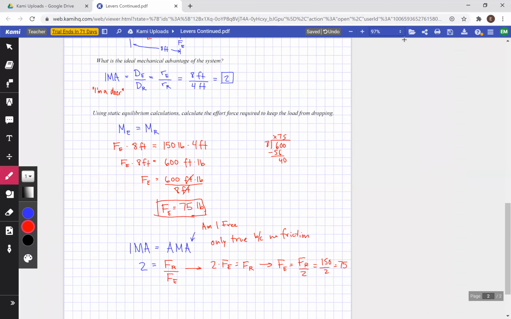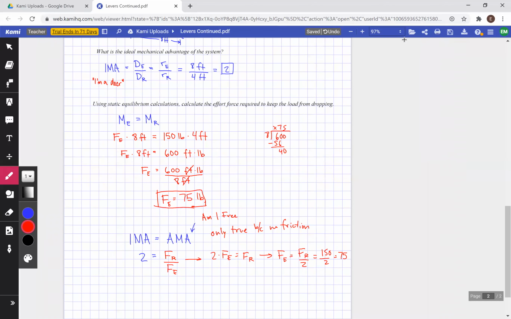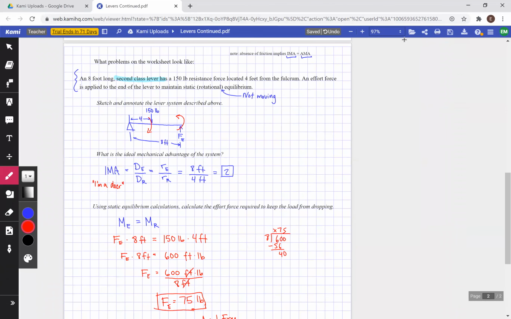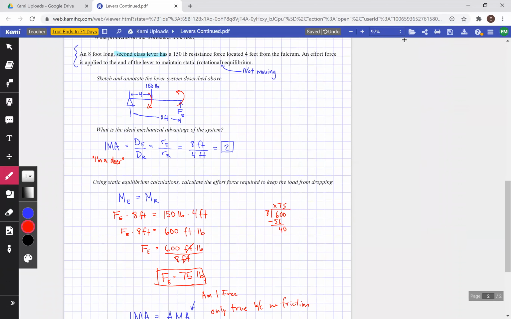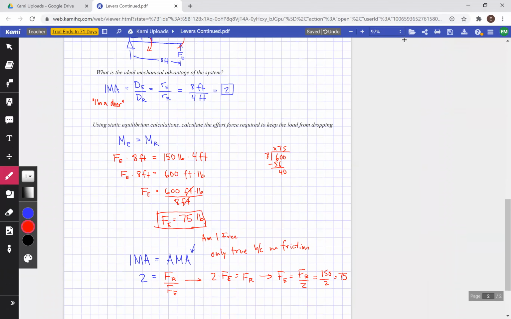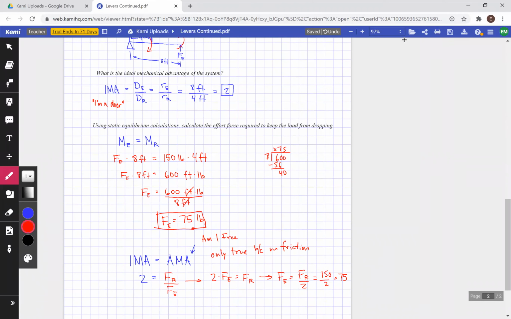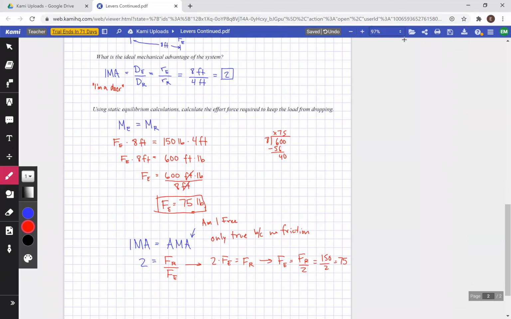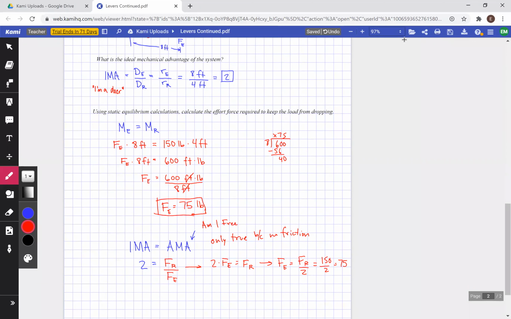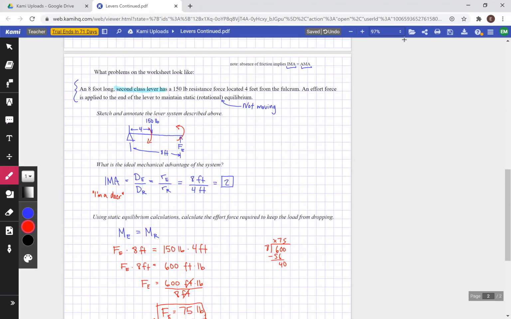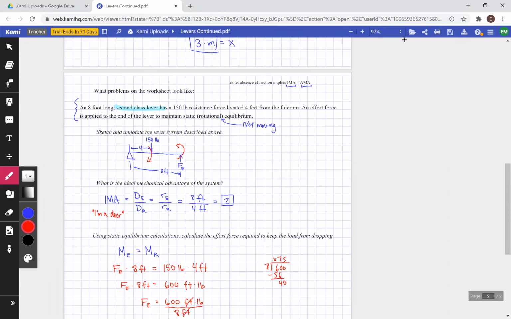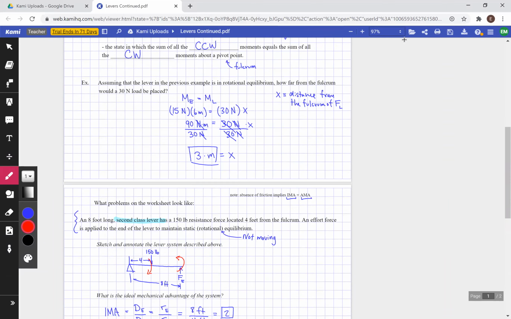So that's basically what you'll see on the worksheet. Problems that look like this, 3 steps. You'll sketch and annotate the system. You'll find either the ideal mechanical advantage or the actual mechanical advantage, and then you'll do some sort of static equilibrium calculation to figure out the missing value. So all the problems will follow this basic formula for the levers.